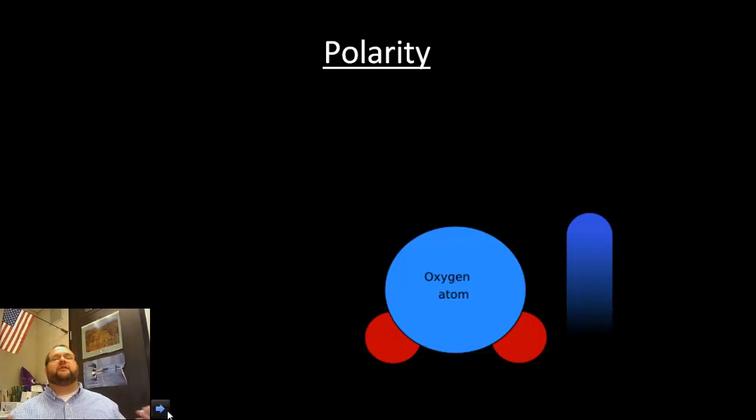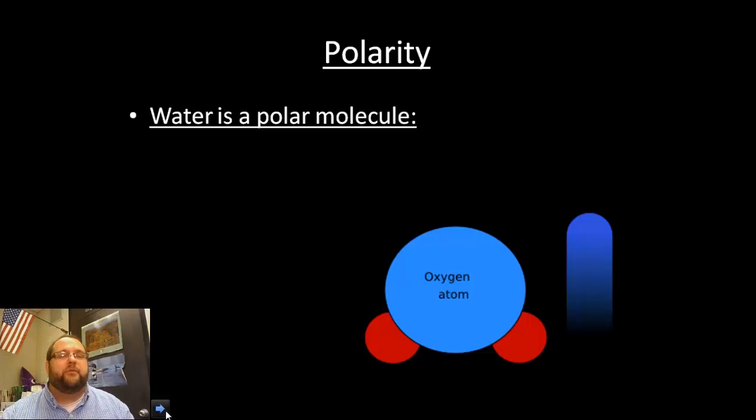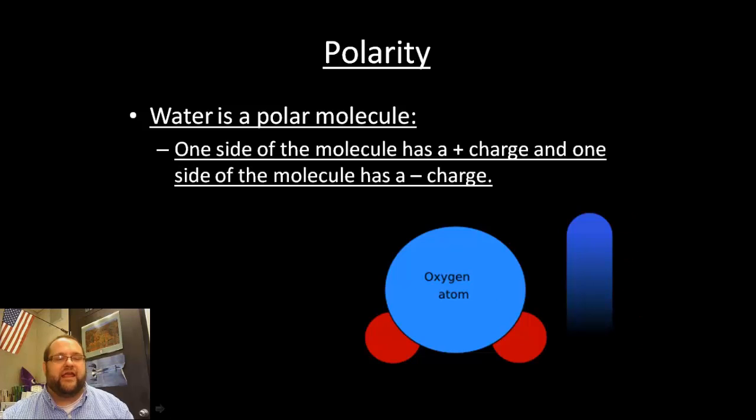The first thing that water has that's odd is something called polarity. Water is a polar molecule. And this over here is an example of the dipole. But I want to explain what this means. So water, one side of the molecule has a positive charge, and it's actually this side down here. And one side of the molecule has a negative charge.